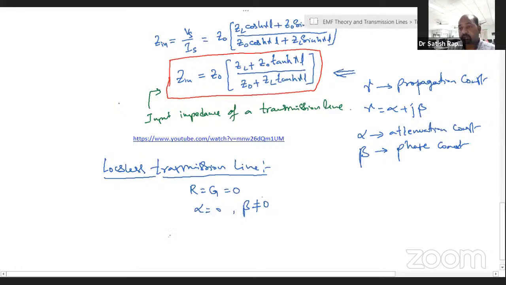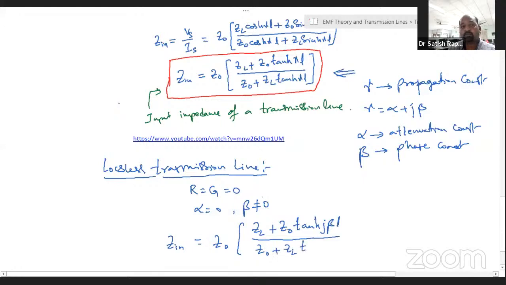So therefore, input impedance Zin is equal to Z0 times (ZL plus Z0 tanh j beta L) divided by (Z0 plus ZL tanh j beta L).